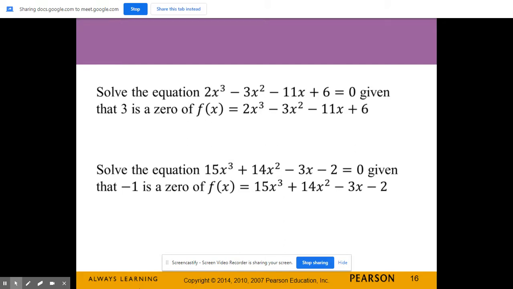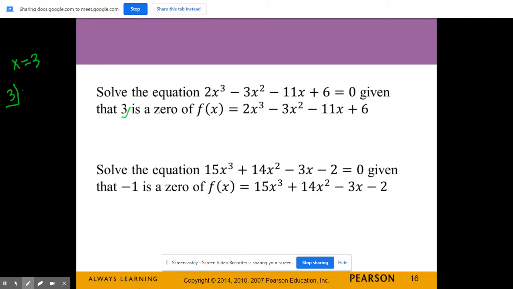So the first example here says solve the equation 2x cubed minus 3x squared minus 11x plus 6 equals 0, given that 3 is a 0 of that. So this is not necessarily proving whether or not x minus 3 is a factor, because it's telling us that it is, but we're going to use that fact now to do synthetic division and see what the result is. So we already know that x equals 3 is one of the solutions because it tells us that here. We're going to use that fact in synthetic division with 3 as the divisor.